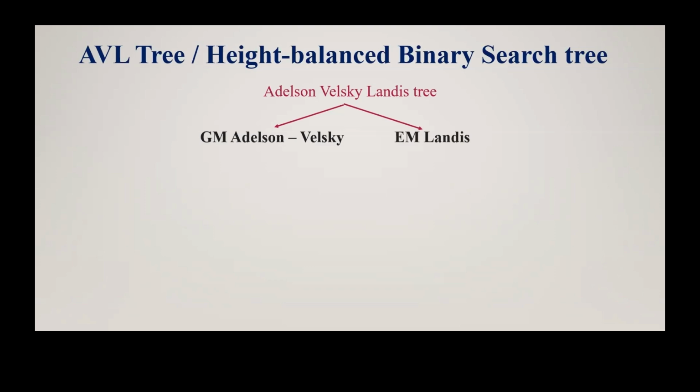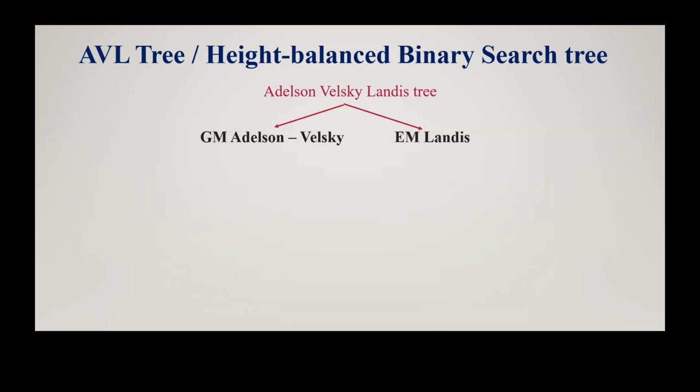Here, we can say a binary search tree can be called an AVL tree if it is balanced. So an AVL tree is a height balanced binary search tree. That means an AVL tree is also a binary tree, but it is balanced.